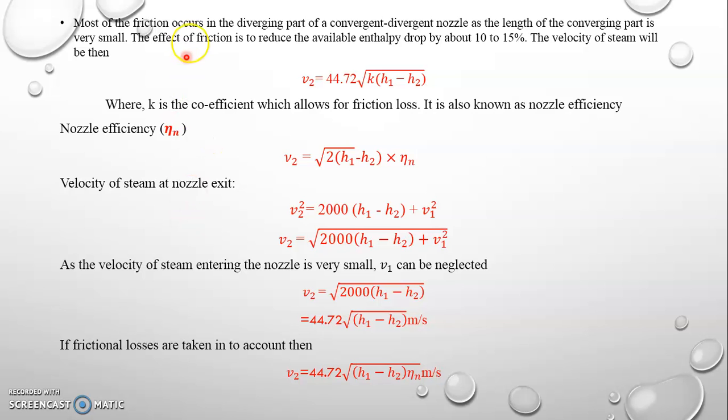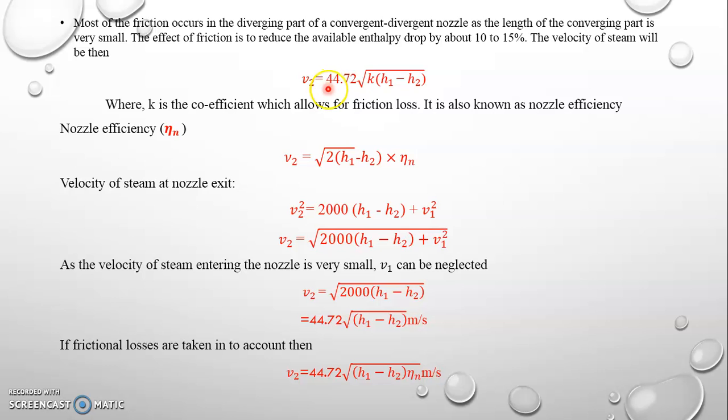Most of the friction occurs in the divergent part of a convergent divergent nozzle, as the length of the convergent part is very small. The effect of friction is to reduce the available enthalpy drop by about 10 to 15%. The velocity of steam will be reduced. As I already told you, in the convergent divergent nozzle the convergent part is very small compared to the divergent part. The friction will happen in the throat and the convergent and divergent parts.